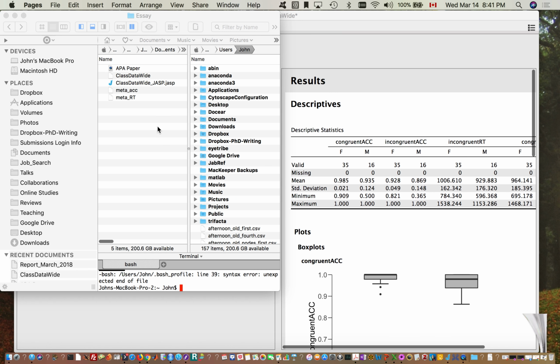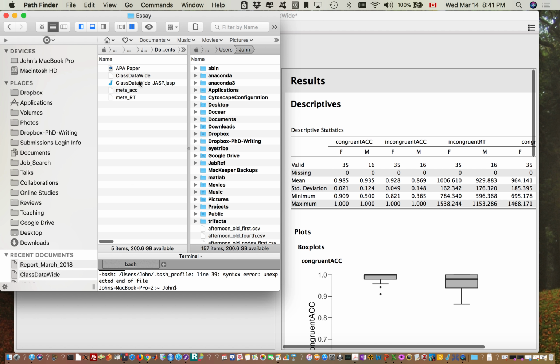And this keeps on coming up. So what I would suggest that you do is you make a copy of the raw data. So I'm going to actually do this now. I have class data wide copy, and I'm going to name it something meaningful, and I'm going to say no outlier.